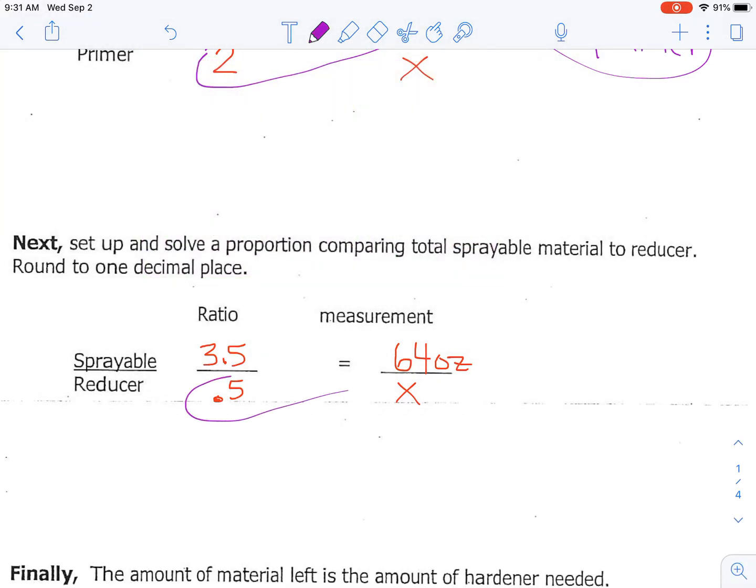We cross multiply and divide by the extra number. So we're going to take 64 times 0.5 divided by 3.5. And I get 9.14. We're going to go ahead and round that. It would round to 9 ounces of, and this is reducer.